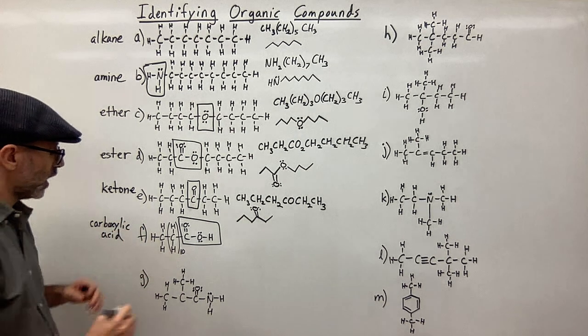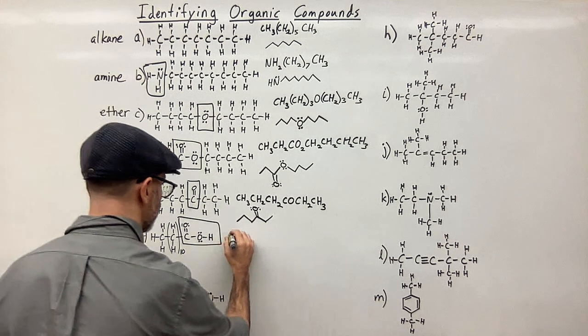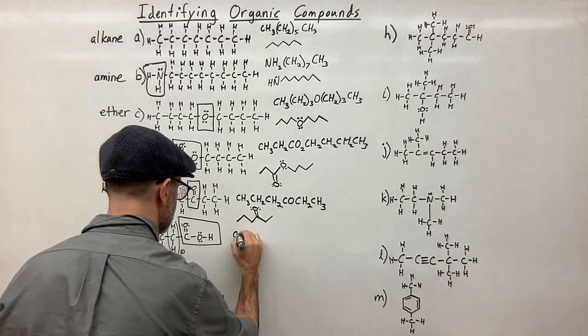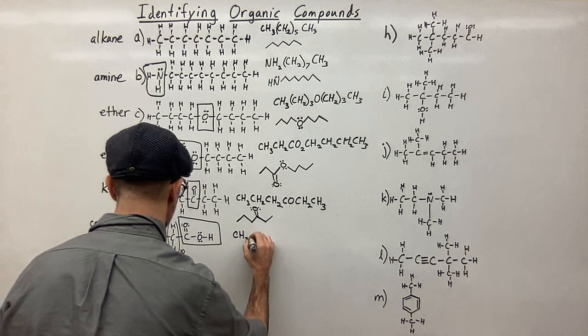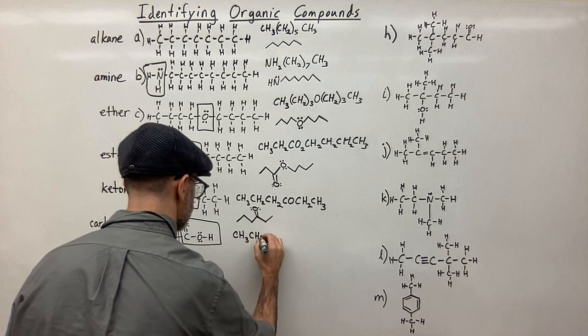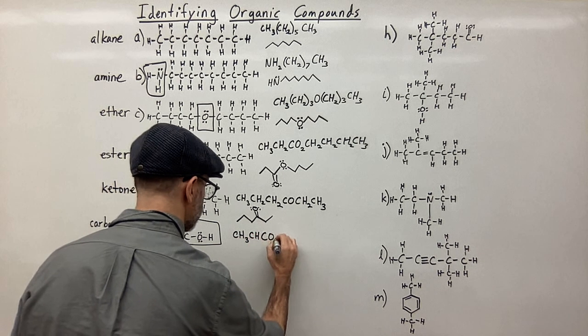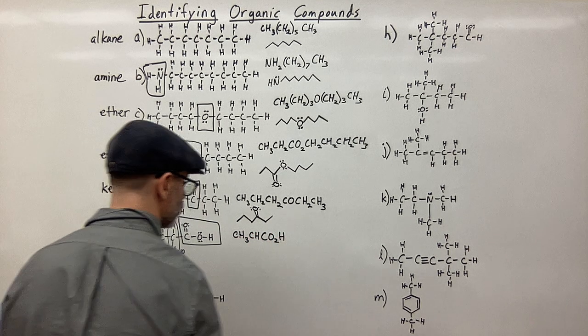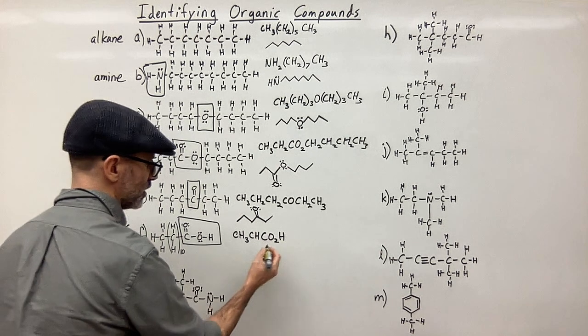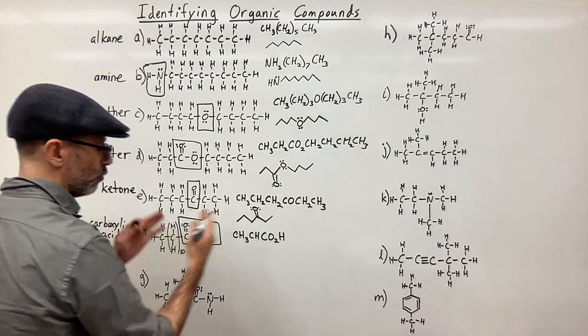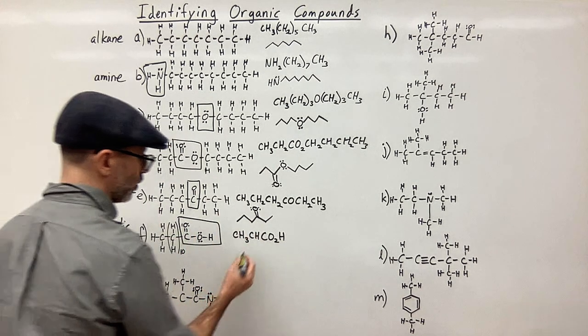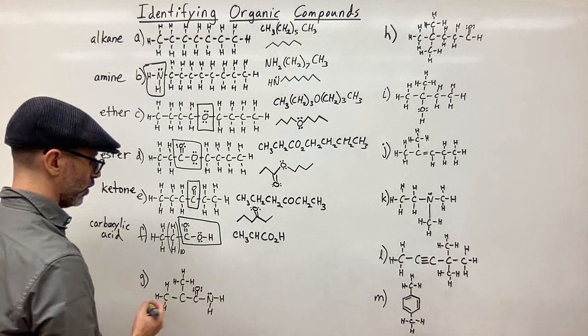And so the condensed formula for this would be CH3, CH, and then CO2H. Or sometimes you see it as COOH written out. So that would be the condensed formula for this molecule.